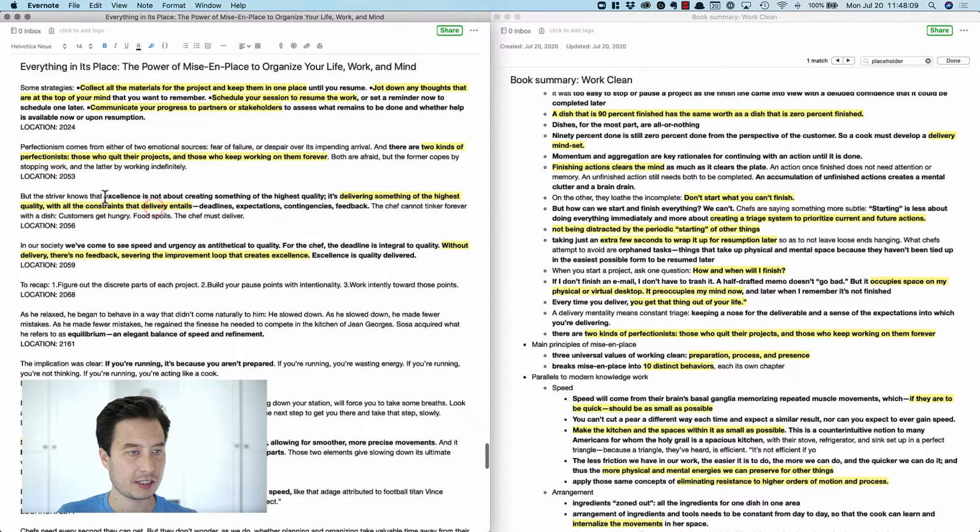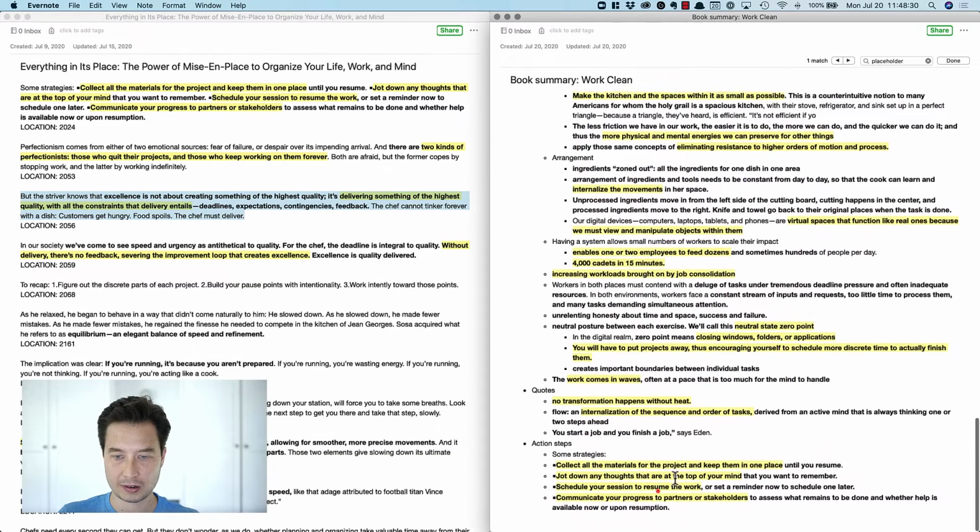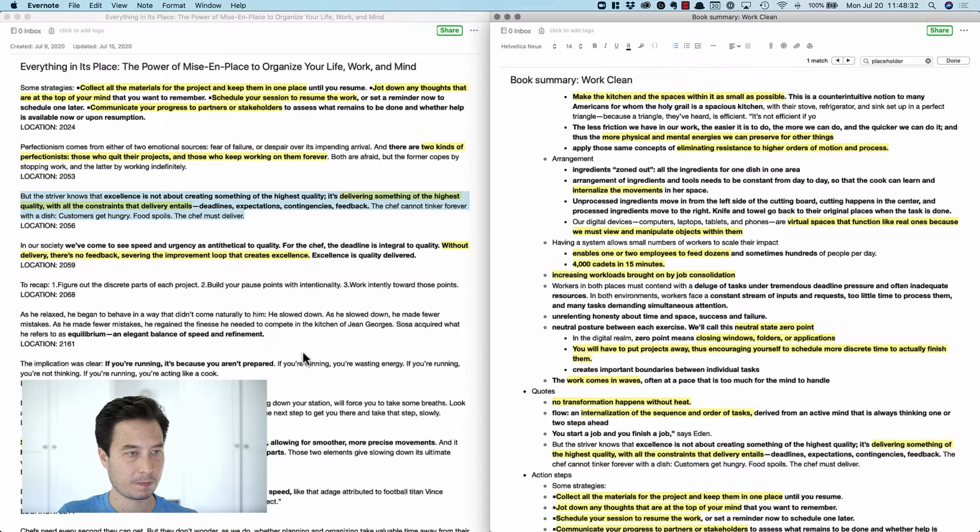Okay, this is actually, he's starting to now move away from finishing, but I think it also has to do with, you know, excellence is not just doing good work, it's delivering something. Key word is delivering, of the highest quality with all the constraints that delivery entails. This is a very nice paragraph. I'm going to move this under quotes.